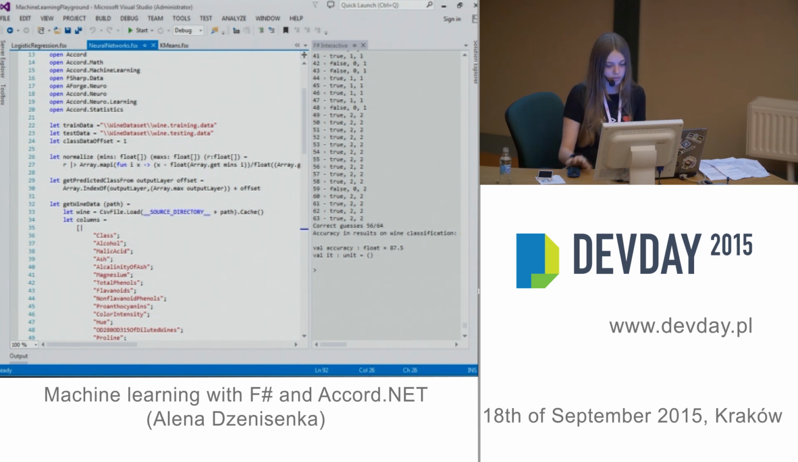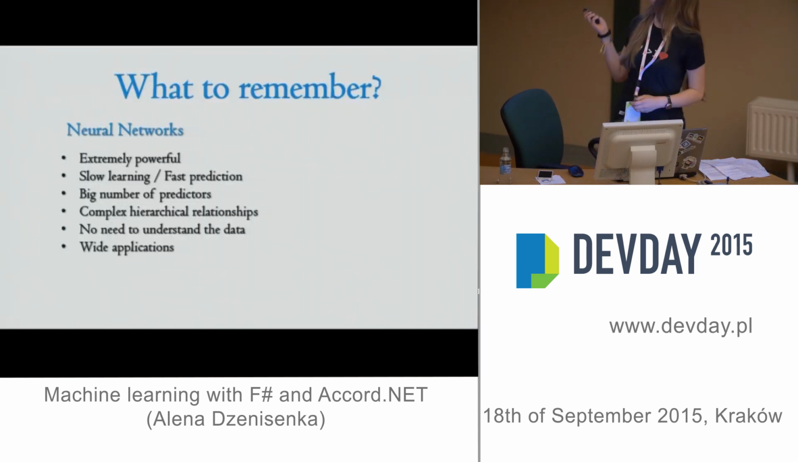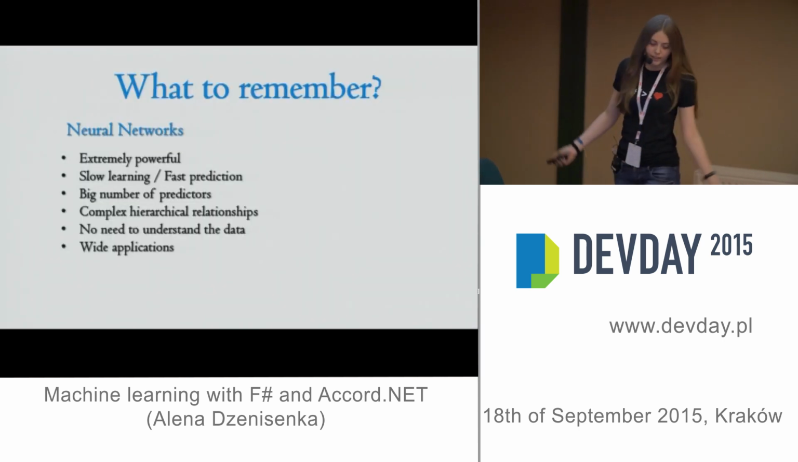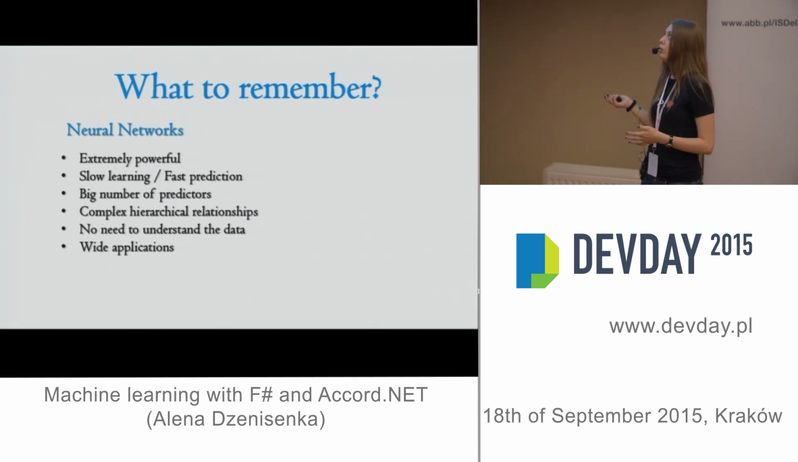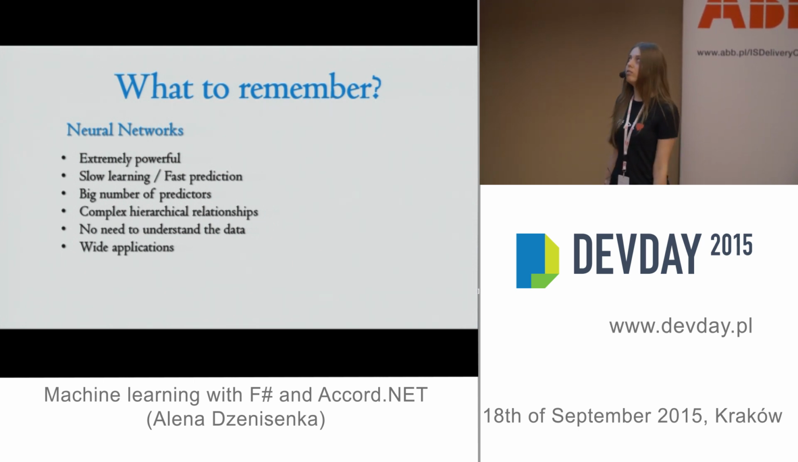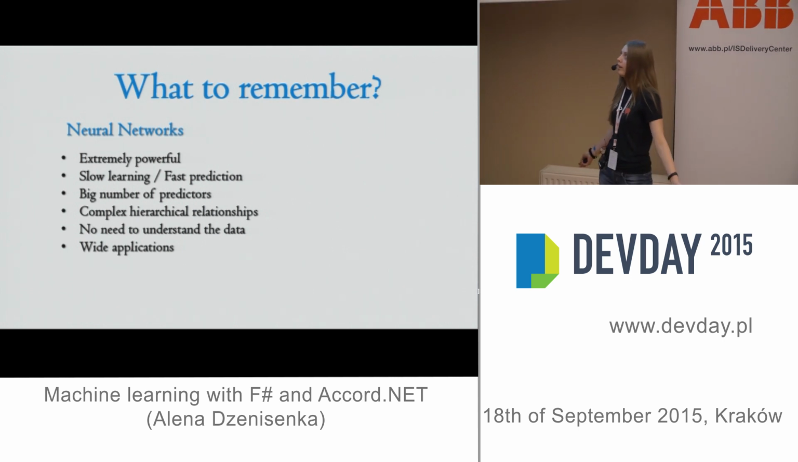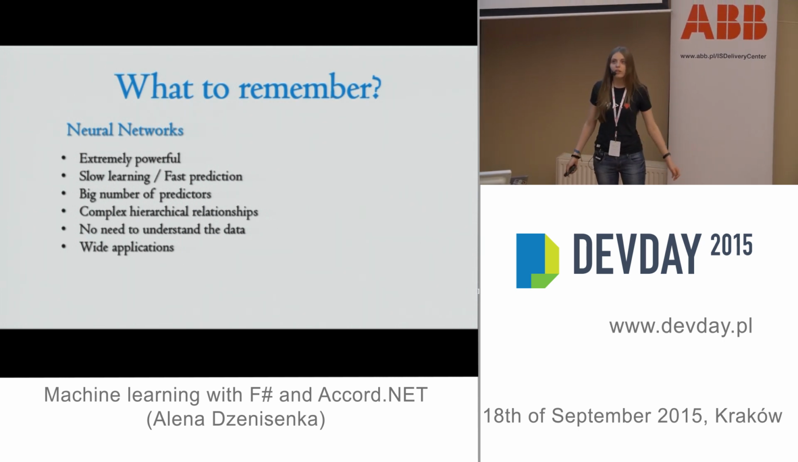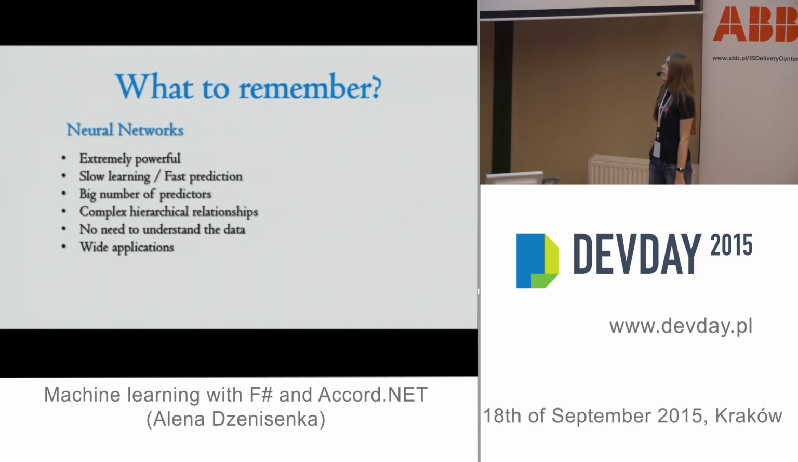Let's move on. This is an extremely powerful algorithm. It is very good for predictions. Sometimes it can be slow for learning, but you can always distribute it, for example, using Amazon clouds for running your machine learning algorithms.